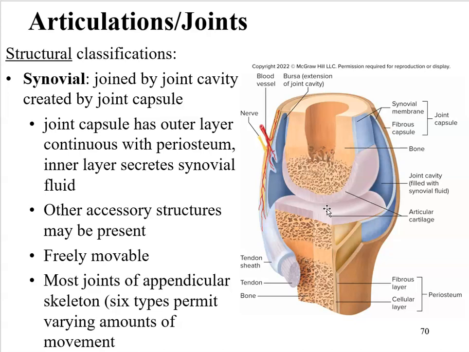Other accessory structures may also be present, like the cushioning bursa or cartilaginous lips called labrum, which extend the contact between the articulating bones, or menisci, fibrocartilaginous pads that cushion movement. So some of these synovial joints can get pretty complex, and that's because of the degree of movement allowed. These joints have to walk a very fine line between allowing for this movement, but still providing stability.